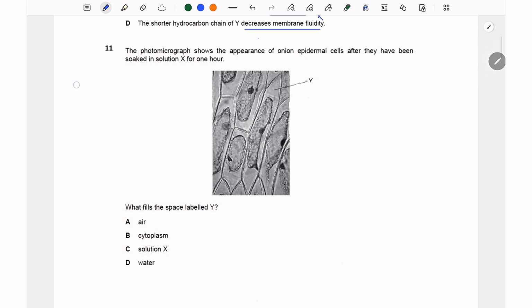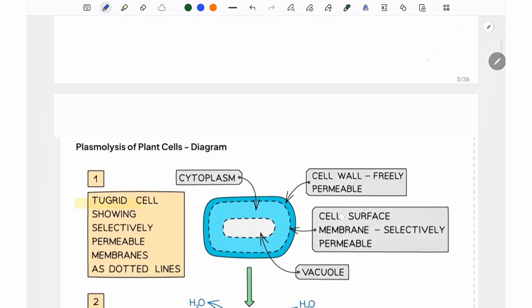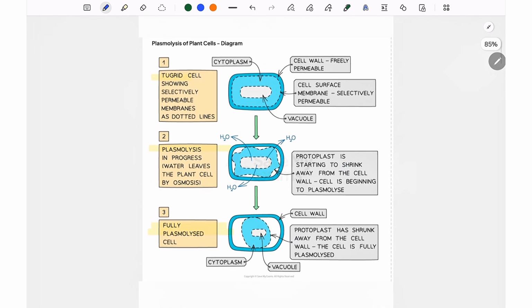Next question. The photomicrograph shows the appearance of onion epidermal cells, plant cell, after they have been soaked in solution X for 1 hour. What fills the space labeled Y? So this space, what would fill this space? First of all, this is onion epidermal cell, so that tells you immediately you have to think of plant cell. And what this looks like is it's plasmolysed. Going over the theory, this is what happens.